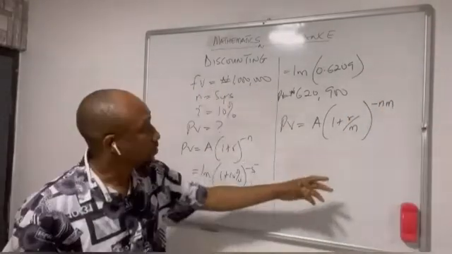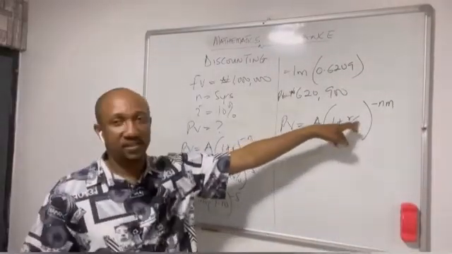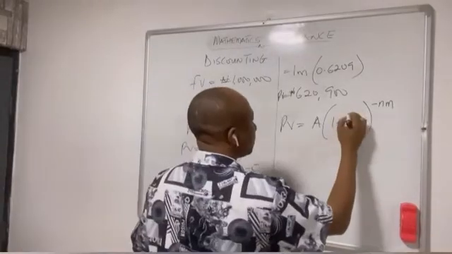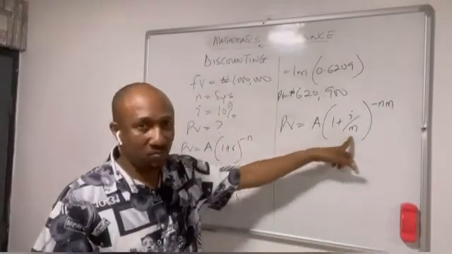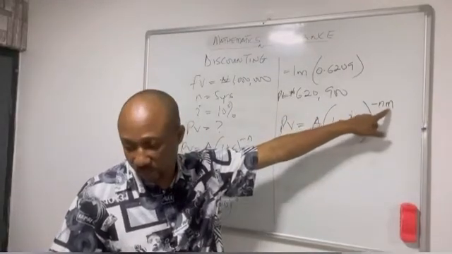Just like we did, you introduce the number of times interest is paid by dividing the interest by the number of times interest is paid, and you multiply the years by the number of times interest is paid.